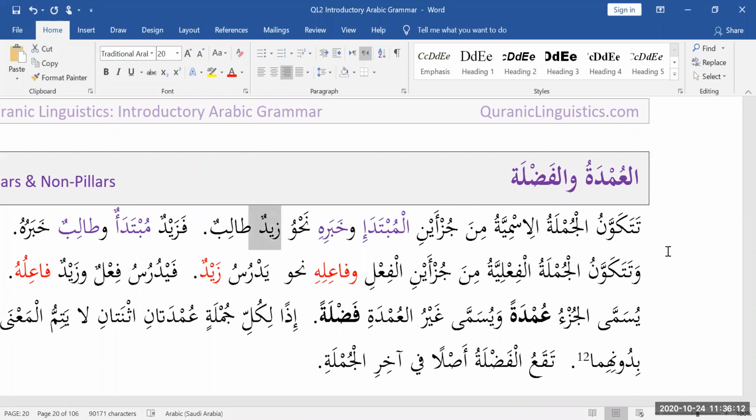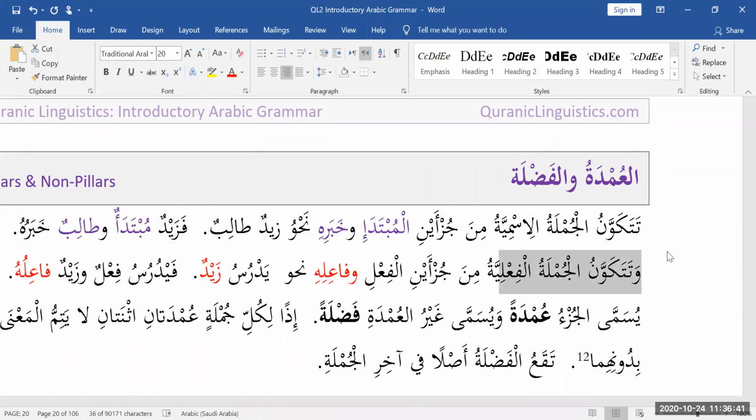For example, Zaydun Talibun. This is a complete sentence. Zaydun Talibun. Zayd, fa Zaydun Mubtada'un. So Zayd is Mubtada. Mubtada is a technical term which means subject. Wa Talibun Khabaruhu. And Talib is its khabar, its predicate. Khabar means information. We translate it in a technical way as predicate.